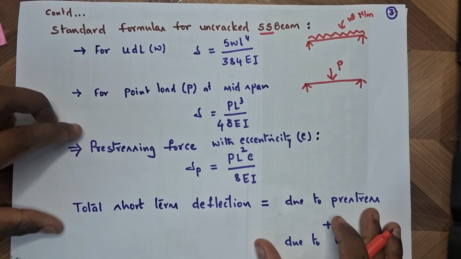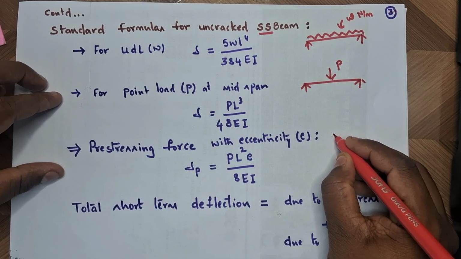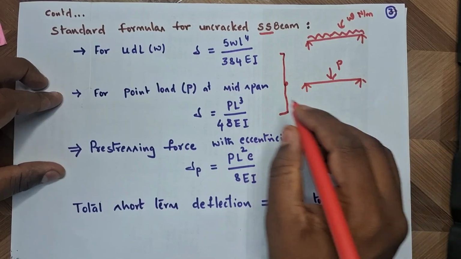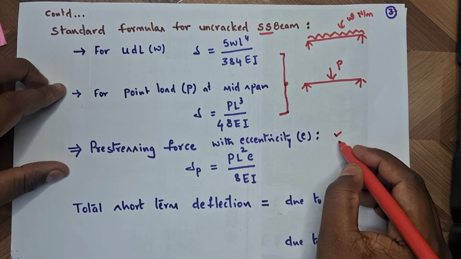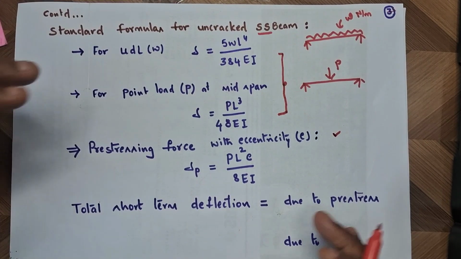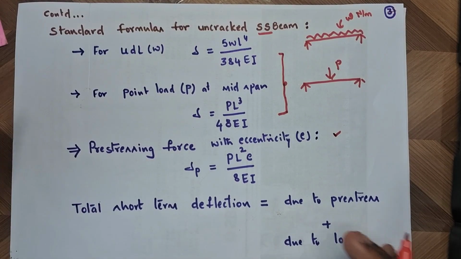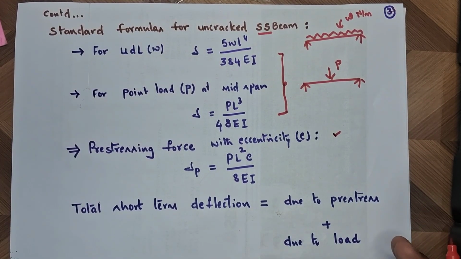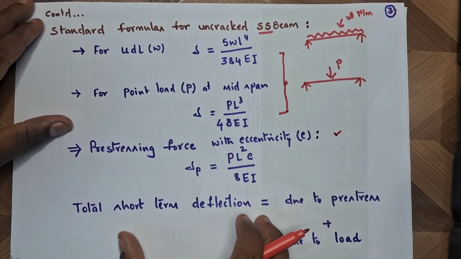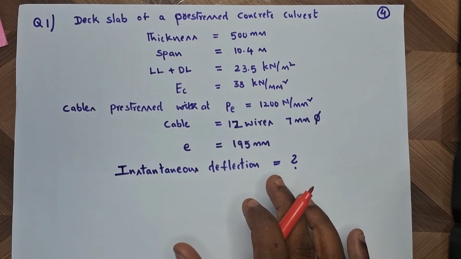Now see, this is a primary deflection, and these two are secondary deflections. If you want to determine the total short term deflection, you need to sum up these deflections, primary and secondary. Then you can get the total short term deflection. We will try to solve a problem.